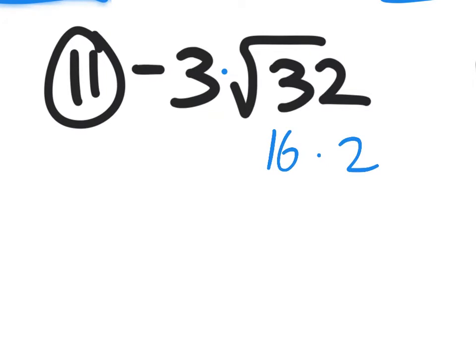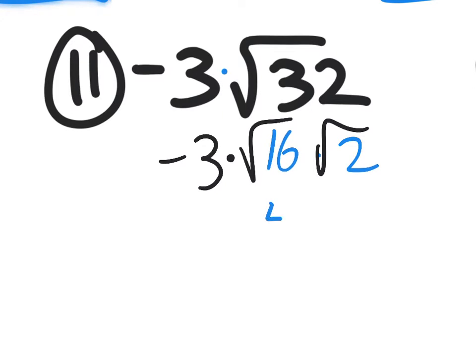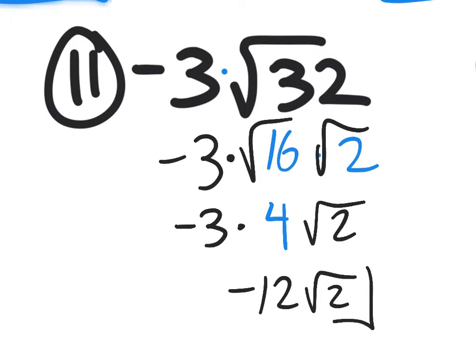Let's not forget that we're going to split the root. And let's not forget to bring down the negative 3 that you're going to multiply by. Okay. Now the square root of 16, that is 4. And let's not forget about that negative 3 that we're multiplying by. Bring it down and bring down the square root of 2 also. So your final answer is going to be negative 12 square root of 2. That's the final answer for number 11.